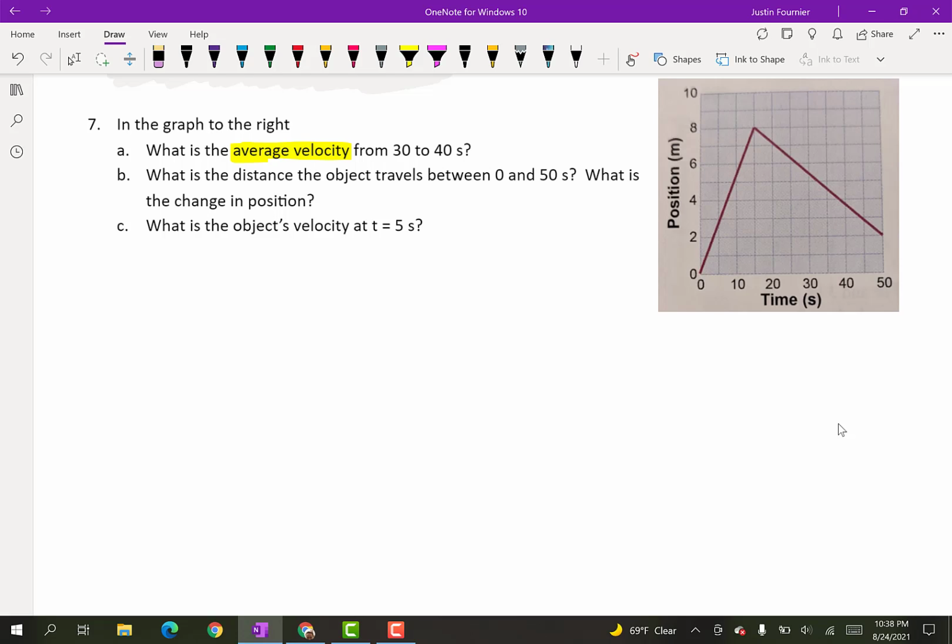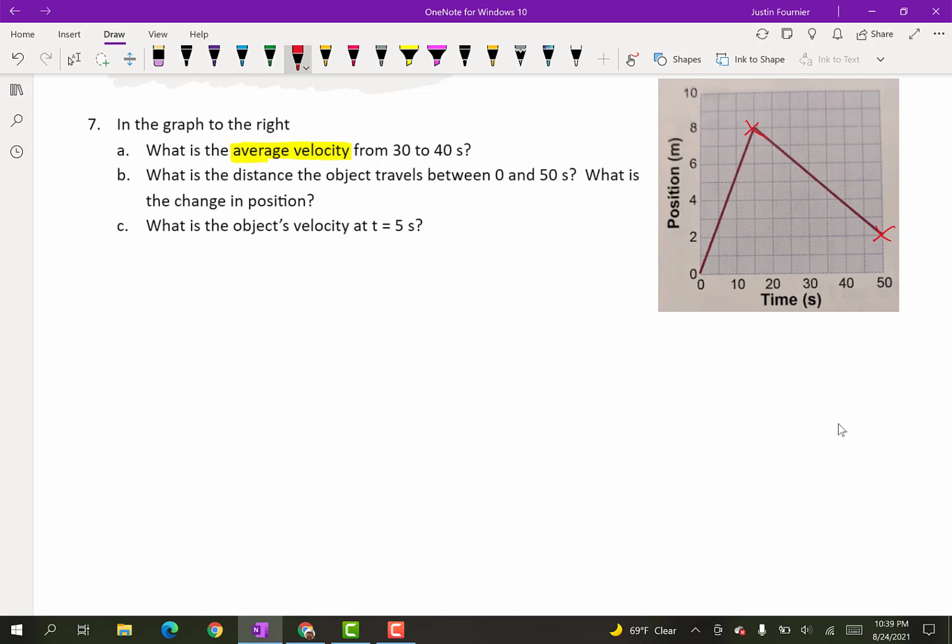Well, that's the slope. And they're telling me from 30 to 40 seconds. So 30 seconds is here, 40 seconds is here. So what's the average velocity here? Basically I'm looking for the slope of that line that I just highlighted. I could choose points from 30 seconds to 40 seconds, calculate that, and that's the velocity. However, I can see that the slope or the velocity is constant for this line. So I'm going to choose points that are a little easier for me to notice. For example, this point right here and this point right here.